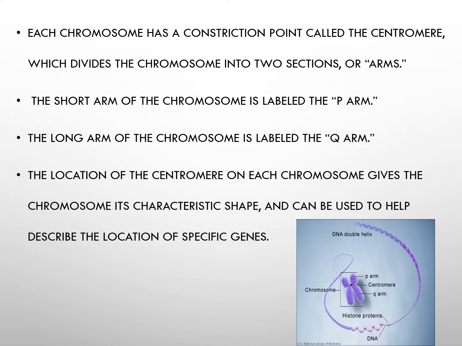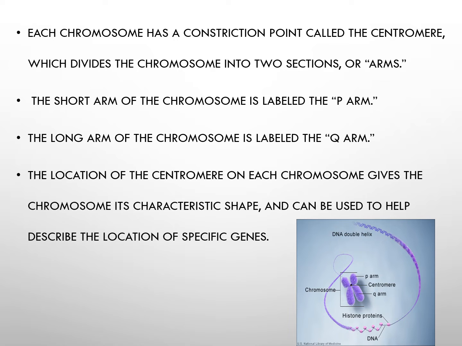Each chromosome has a constriction point called the centromere, which divides the chromosome into two sections. The small part, like the joint, is called the centromere, and the short arm of the chromosome is called the P arm. So this is the short arm. These two are the short arms. These are called the P arm. The long arm of the chromosome is called the Q arm. So these are called the Q arm.